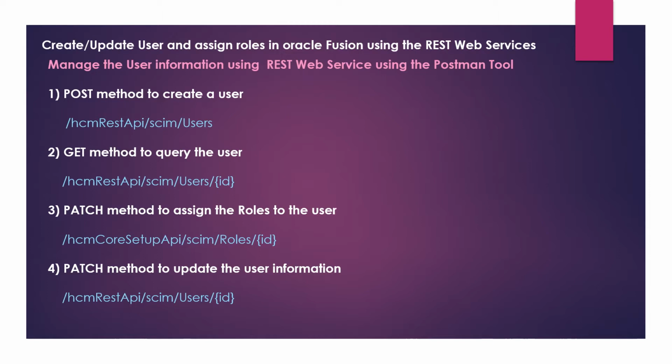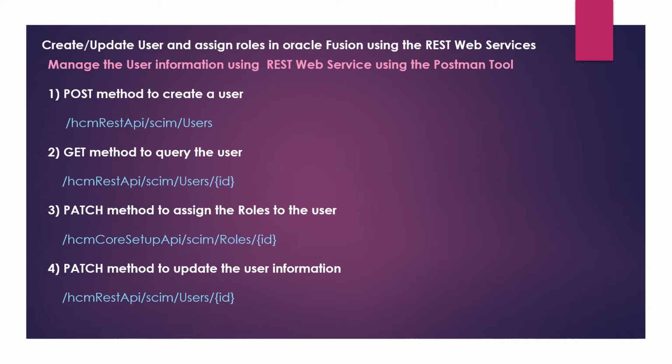For that, we are going to use the GET method. The REST service that we are going to use will be HCM REST API slash SCIM slash users slash ID. This ID is a globally unique identifier that we are going to pass to get the information. And the next step will be the PATCH method.